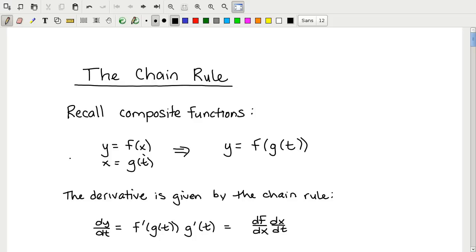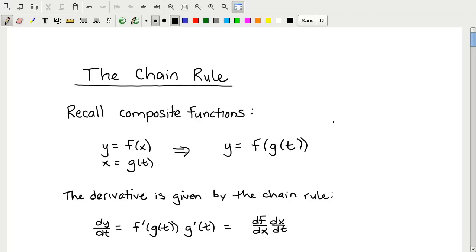This is a lecture on the chain rule in multiple variables. And we start by recalling what we know about the chain rule from Calculus 1 in one variable. So if we have a composite function where y is a function of x, and x itself is a function of t, then we write the resulting function of t, y, as f of g of t.